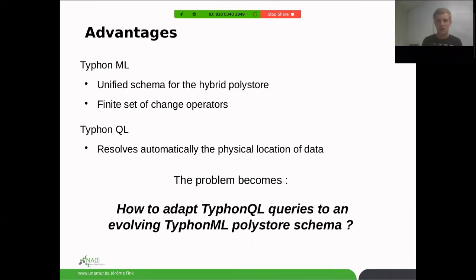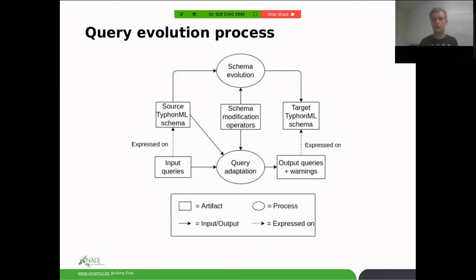With these 2 modules, we have a unified schema for the hybrid Polystore, a finite set of change operators able to represent all the changes possible on the TyphonML schema, and a single query language for the whole Polystore. Thus, our query adaptation problem becomes how to adapt TyphonQL queries to an evolving TyphonML Polystore schema. Let's dig into that.